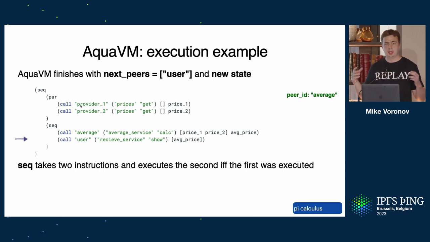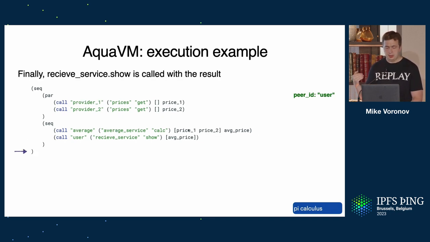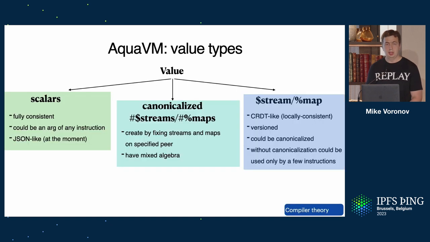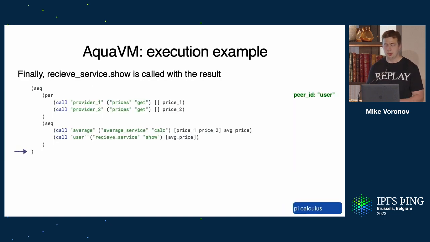Some moment of time. It doesn't matter for AquaVM, because AquaVM doesn't consider networks or all that stuff. And finally, when all these results are ready and they come to our average service, the result will be produced and then passed back to the user peers that want to see it. Okay, that was a simple example of how the rhombus pattern could be expressed with AquaVM and how AquaVM executes this particular small script.